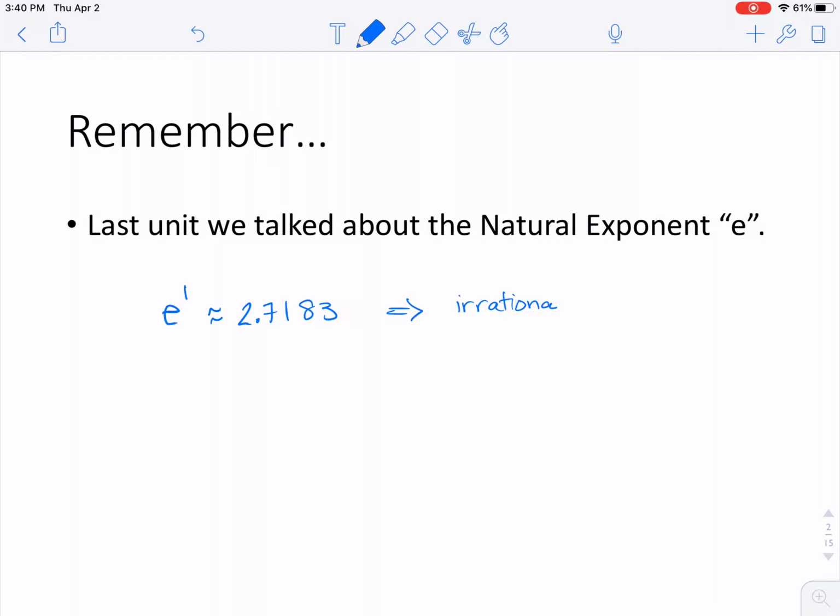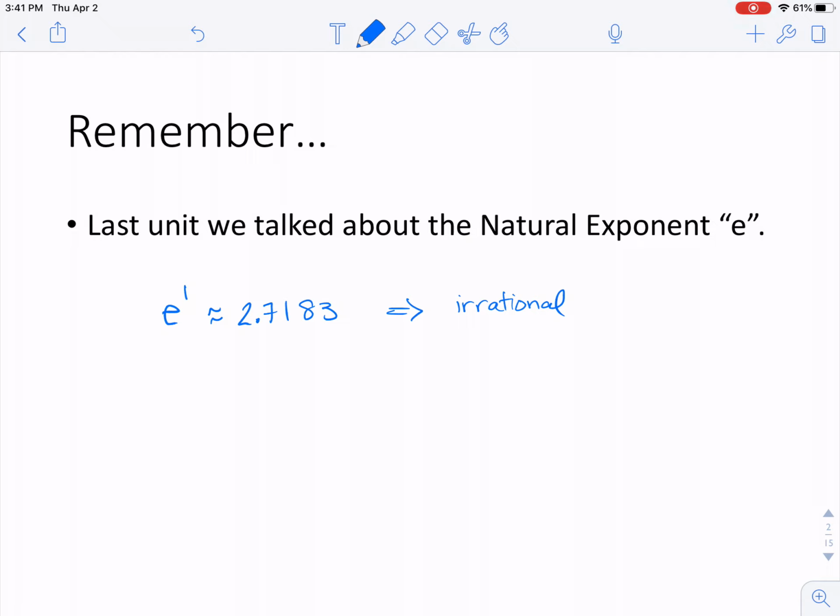So if you remember from the beginning of the year, irrational numbers cannot be written as rational numbers, hence the irrational piece. So they can't be written as a fraction of integers. They are usually non-repeating and non-terminating decimals. Irrational numbers are like the number pi, obviously now the number e, the root 2, etc.